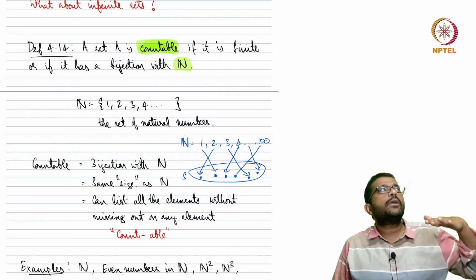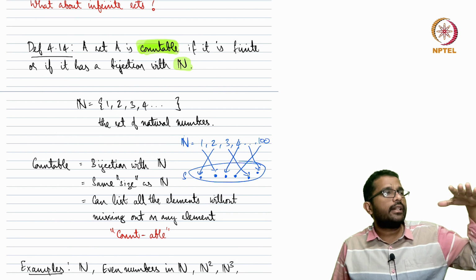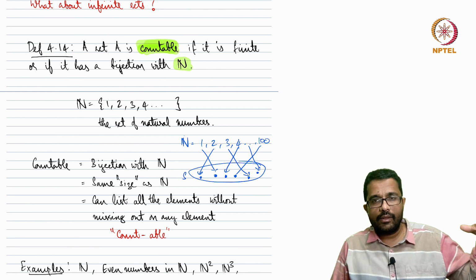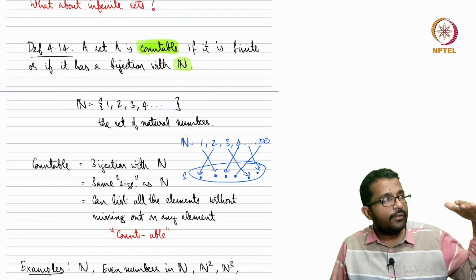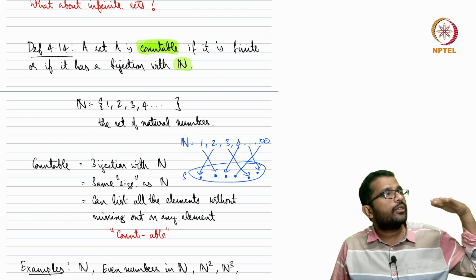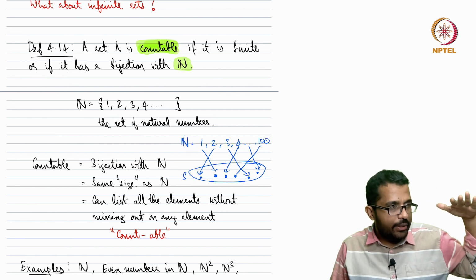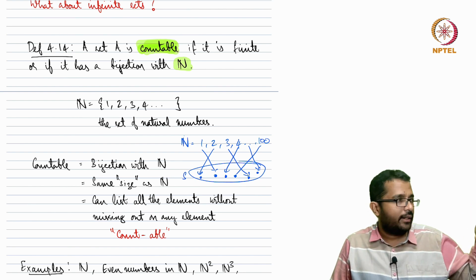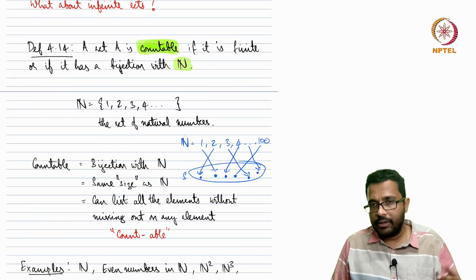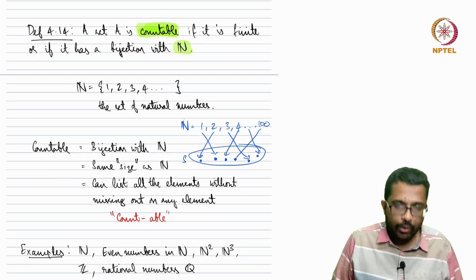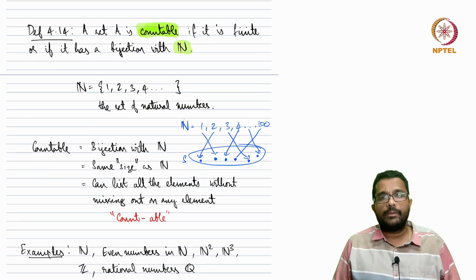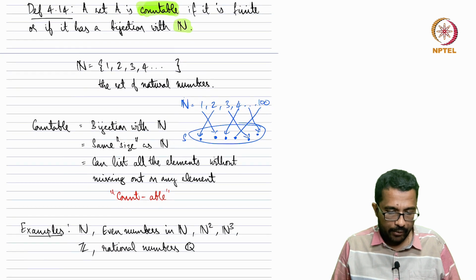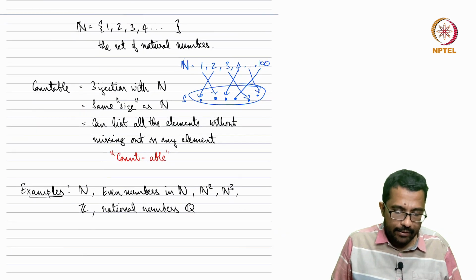So a set is countable if it has a bijection with n. Or we can say you can list out the elements of the set one by one so that no element is missed out. So it's like you're counting. This is the first, this is the second, this is the third, and so on. This is what I mean by the word countable. So for example, n itself is countable.